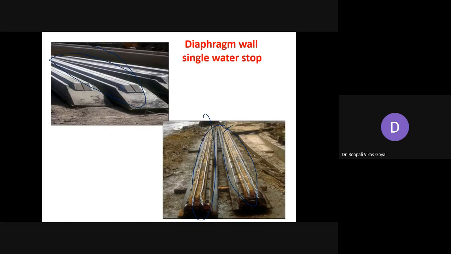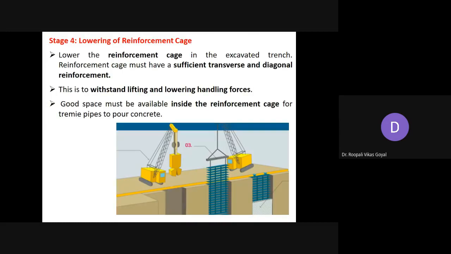Okay, then after that comes lowering of the cage reinforcement. This reinforcement cage you have to lower into the excavated part. So in the already excavated part we have to lower this cage reinforcement, and it must have sufficient transverse and diagonal reinforcement. As per design, you should have sufficient diagonal as well as transverse reinforcement, and this is to withstand the lifting, lowering and handling forces. You have to handle proper forces because it is at too much depth.